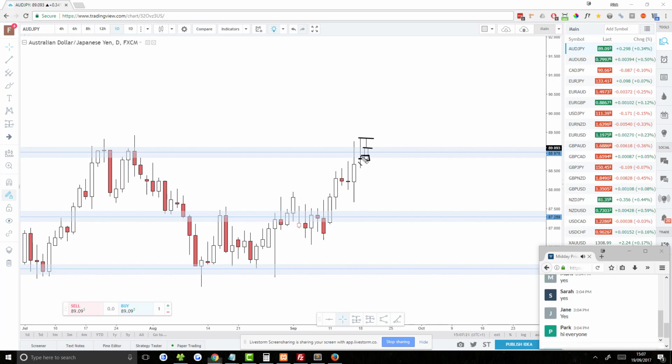That would be awesome, something like that. But any indication that sellers are taking control of price, that bears are taking control on this daily candle, would be good for us. So I'm going to keep a very close eye on this. Hopefully it closes well and it gives us a potential short trade. There is definitely a possibility that this is going to turn into a short trade. We just have to wait and see.